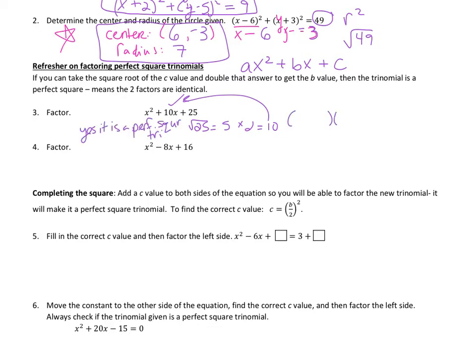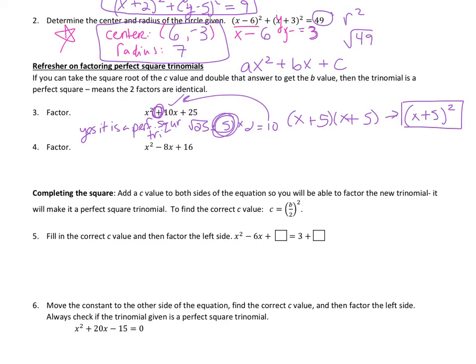So we're going to set up our two parentheses. It's always x and x, and so those are the variables we have. And then your square root of 25, so this 5 right here, is always going to be this last number. And whatever the sign is right here in the middle will be the same for both of them. So we're going to have x plus 5, x plus 5. But for our purposes, we're going to write this as x plus 5 quantity squared. So that's how we're always going to write our perfect square trinomials. That's how we need to write it later on in these notes.